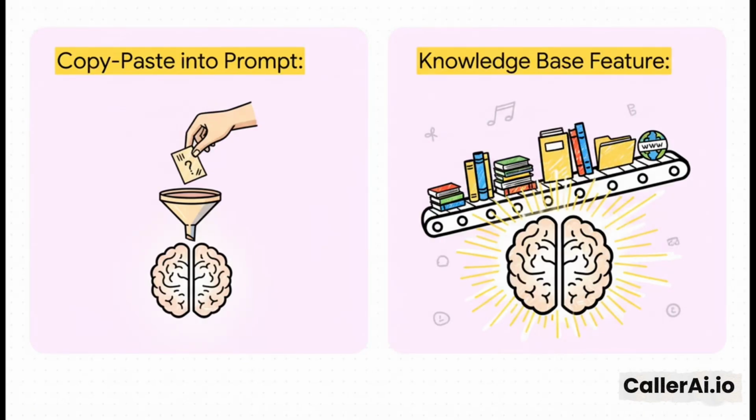So how do you actually get the info in there? Well, you've got two main choices. You could just copy-paste some stuff right into the prompt. And, for your top 5 FAQs, that's fine. But for anything bigger, the dedicated knowledge base feature is the way to go. You can upload entire PDF manuals or even just give it your website URL to scrape. It's just so much more powerful and way more reliable.